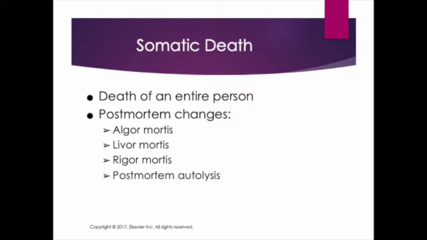We're going to finish off our conversation today talking about somatic death, or death of the entire person. And we summarize this process into 4 post-mortem changes. The first one being algor mortis, also known as cooling of the body. When algor mortis occurs, the body's temperature drops to match the overall environment's temperature. This temperature drop in the body is about 1 to 1.5 degrees Fahrenheit every hour.